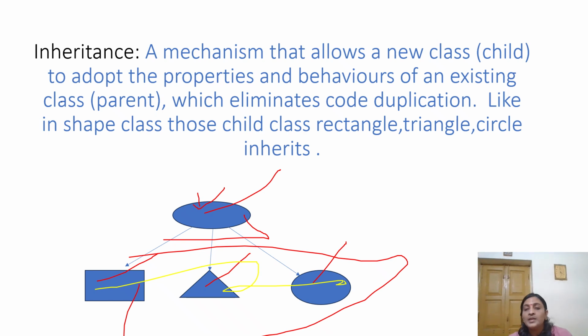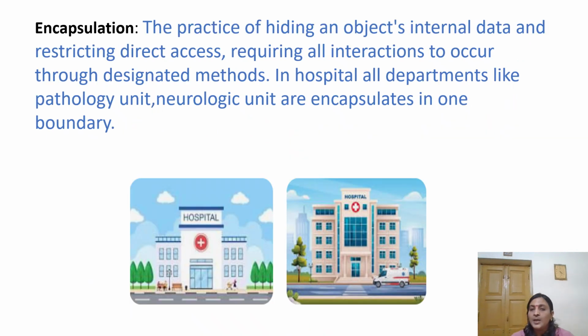Next we go to encapsulation. Encapsulation means an object's internal parts are restricted from direct access, and all interaction must occur through designed methods. It means in a hospital, if we look inside, there is a casualty part, a neurology part and a pathology part. Every type of system is collected in one place, like a medicine capsule. All will be enclosed in that capsule, so it is known as encapsulation.